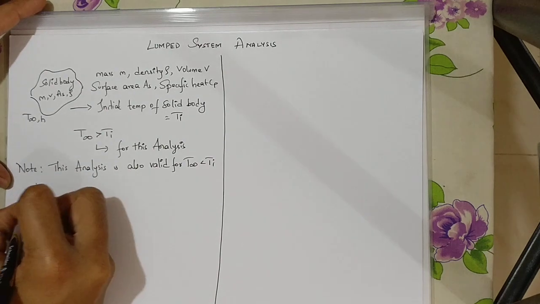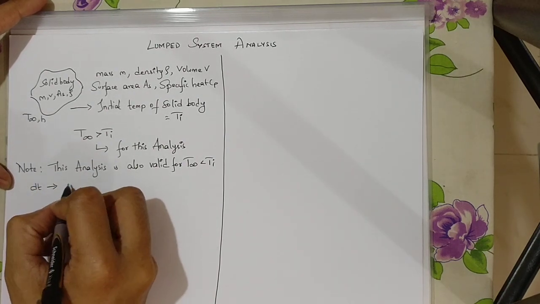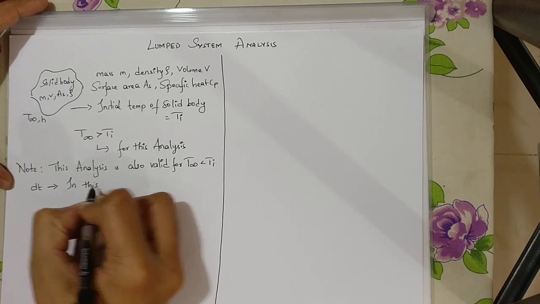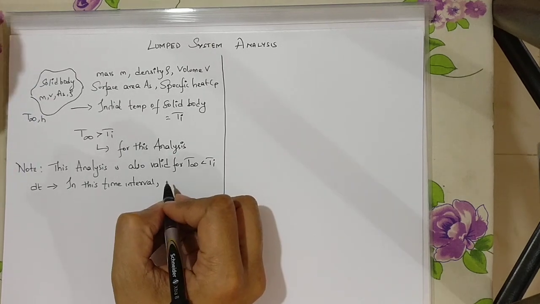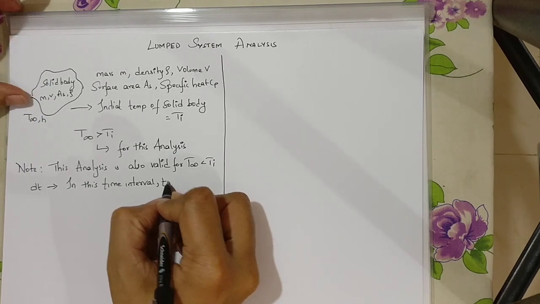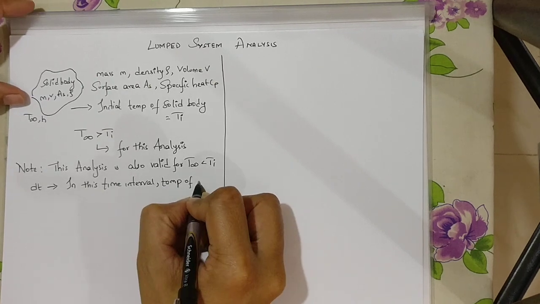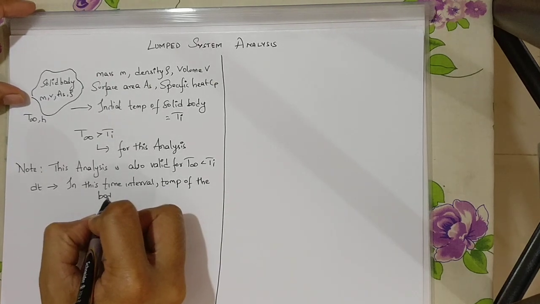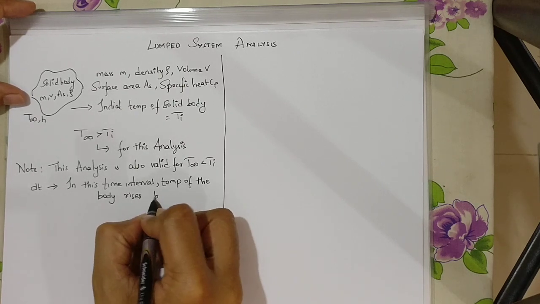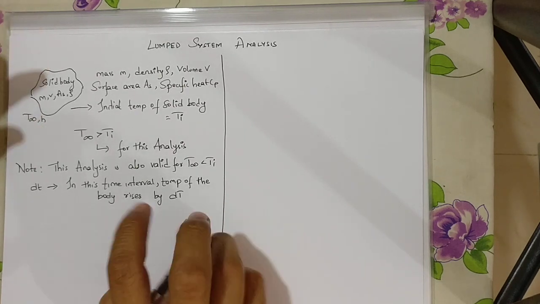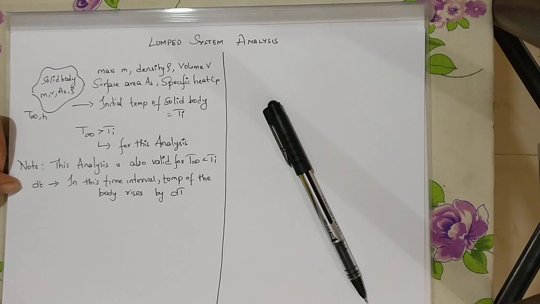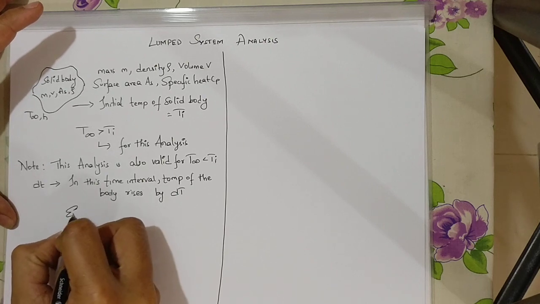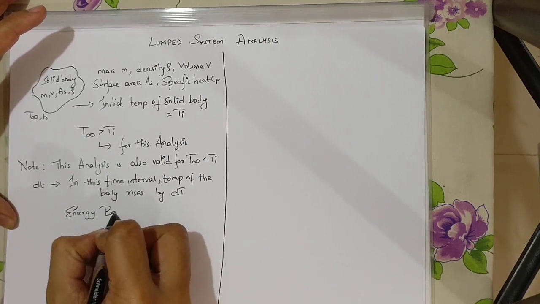So during time dt, what happens? The body gains temperature, right? That means the temperature of the body rises by some differential amount, say dT. So this capital dT means change in temperature, small dt means change in time. Now let us do the energy balance. What happened in this differential time dt?